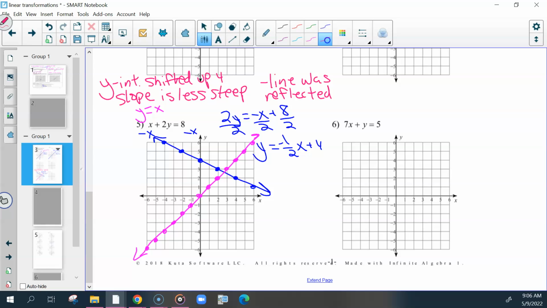Do we have any questions on that? Why did you say this reflected? Because of the negative. So anytime we have a negative slope, the line was reflected.